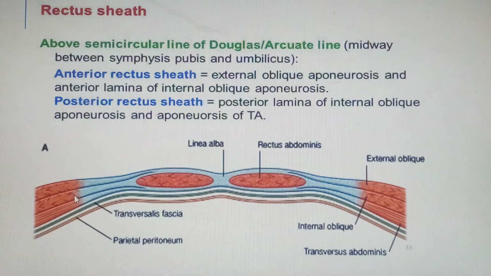Now, the posterior rectus sheath will be formed by the posterior half of the internal oblique muscle, its aponeurosis, as well as the aponeurosis of the transversus abdominis muscle. So get to know that, in the midline over here, there's that thickening of all these sheets to form the linea alba that we've talked about.